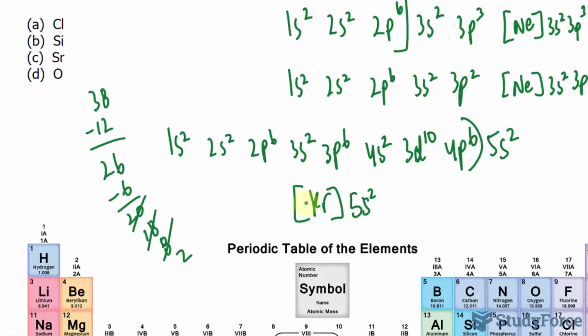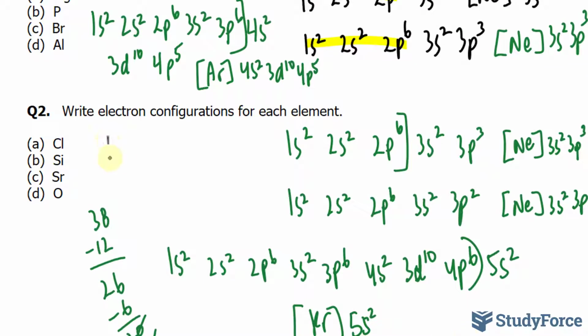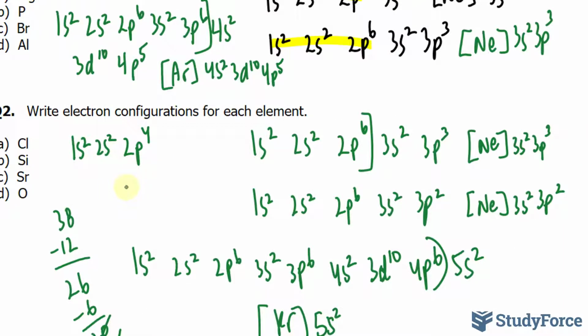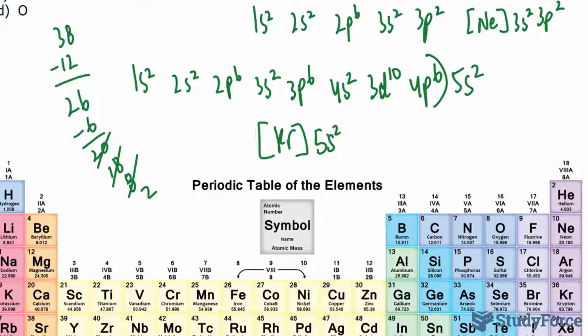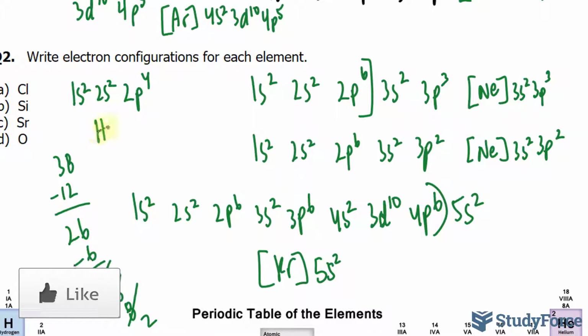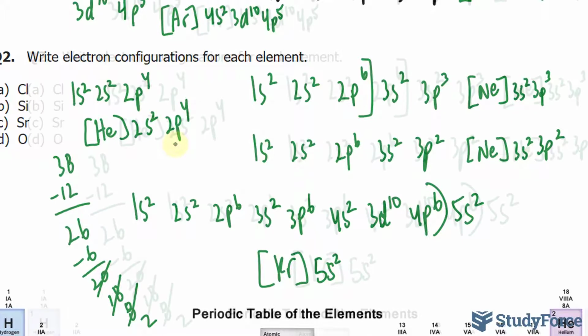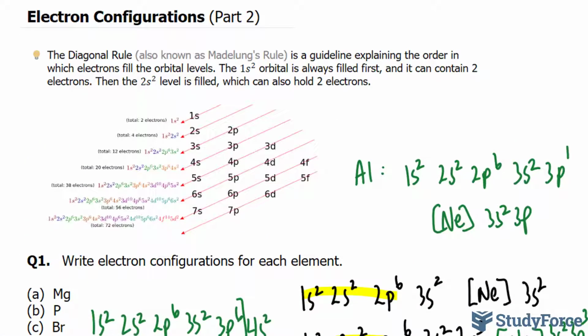Lastly, we're dealing with oxygen. Oxygen has 8. This shouldn't be hard. We'll write down 1s2, 2s2, and 2p4. If you want to write this in shortened form, we look to helium. Helium has 2 electrons, and we can write down He, 2s2, 2p4. And there you have it. 4 more examples on how to write the electron configuration of different elements.